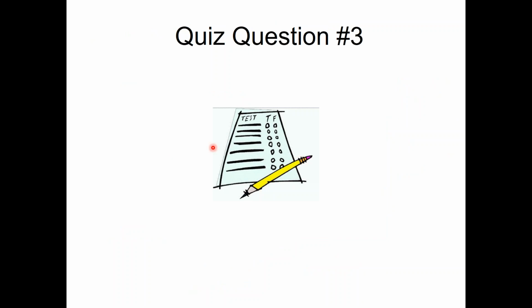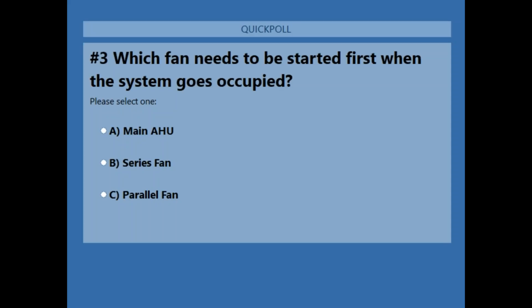Let's look at quiz question number 3. Which fan needs to be started first when the system goes occupied for the day? Your choices are the main air handler fan, the series box fan, or the parallel box fan.